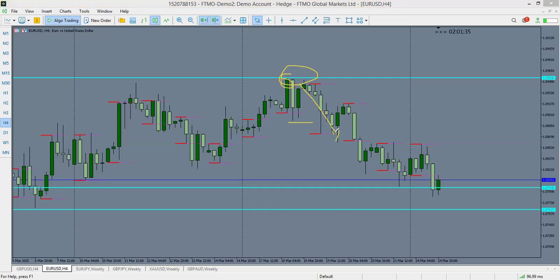So from a lower low, what do you expect next? A lower high. From this lower high, what do you expect next? A lower low. From this lower low, what do you expect? A lower high. From this lower high here, what do you expect? Lower low. From this level here, you see, so just follow your structure.